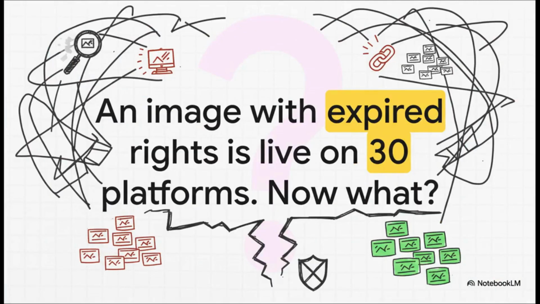And this isn't some hypothetical what-if scenario. Think about this for a second. You've got a product image out there live on maybe 30 different platforms, but the usage rights for that image expired 6 months ago. Now what? Without a central system, trying to hunt down and remove every single one of those is an absolute nightmare. That's not a content update, that's a full-blown compliance crisis just waiting to happen.